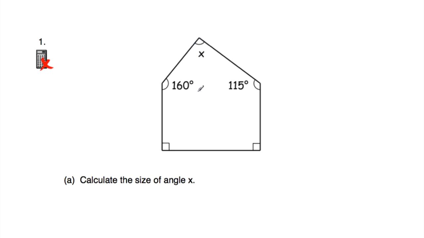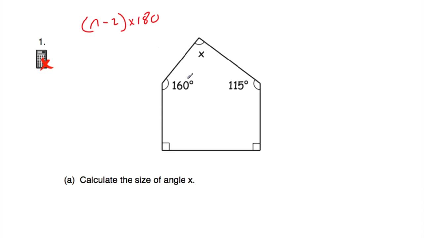Now, because it's a pentagon, the angles in a pentagon will add up to 540 degrees. You could remember that in a triangle, it's 180 degrees. In a quadrilateral, it's 360 degrees. And every single time you add another side, you add another 180 degrees. Alternatively, you could use the formula N take away 2, multiply by 180, where N is the number of sides. So for a pentagon, it's 5 sides. We take away 2, that's 3, and then times by 180, that's going to be 540.